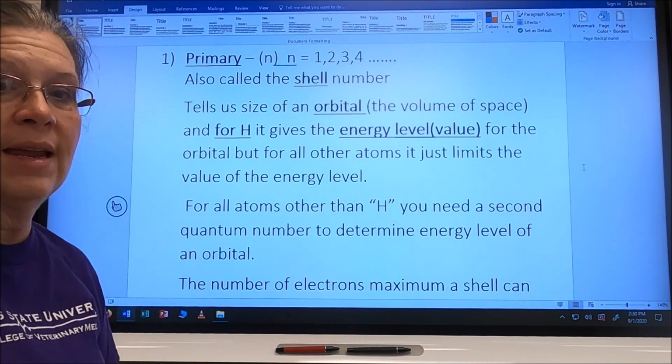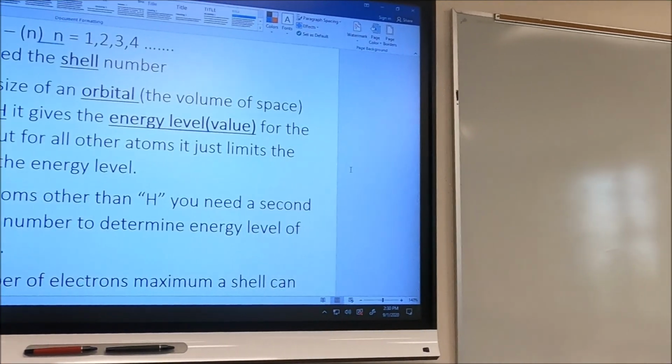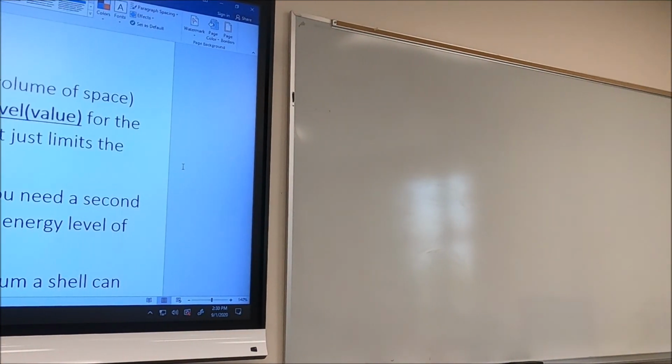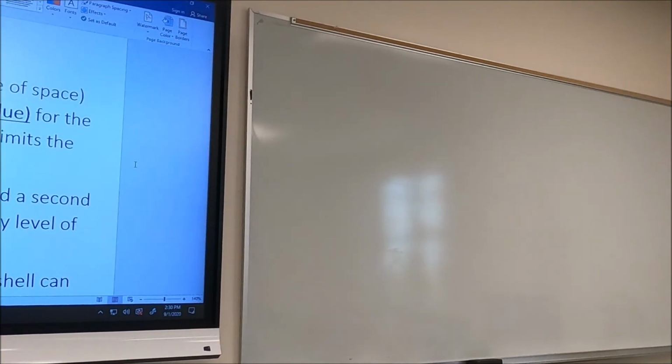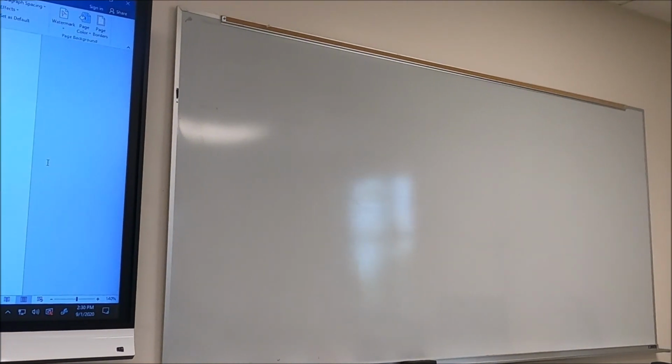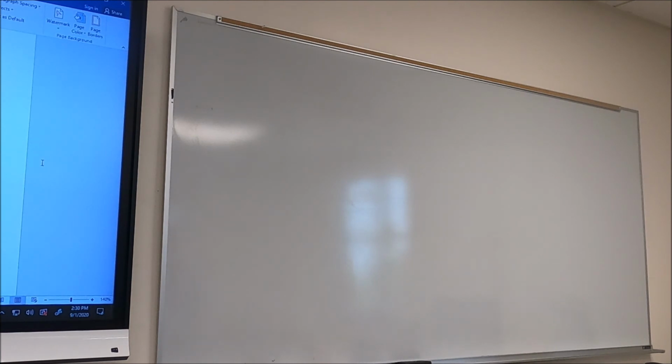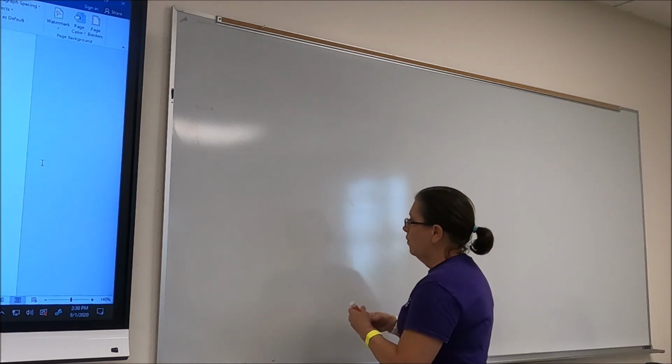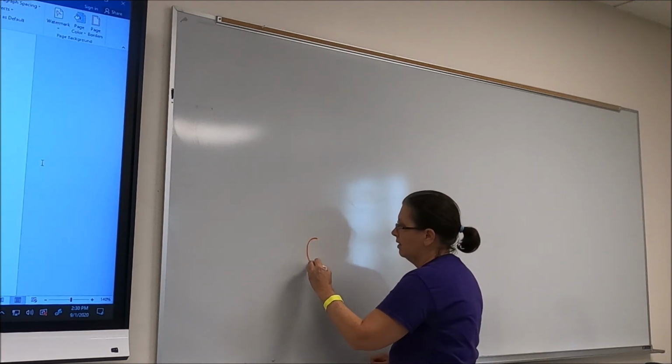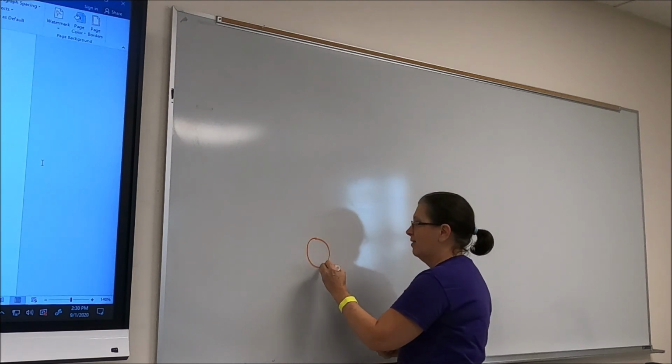So if we start thinking about them being kind of stacked, let me draw a picture for you. Make sure I've got it lined up over here on the sideboard. So if I had an orbital with n equals 1, it would be this size.